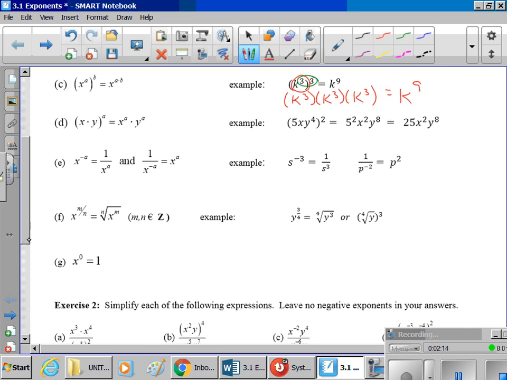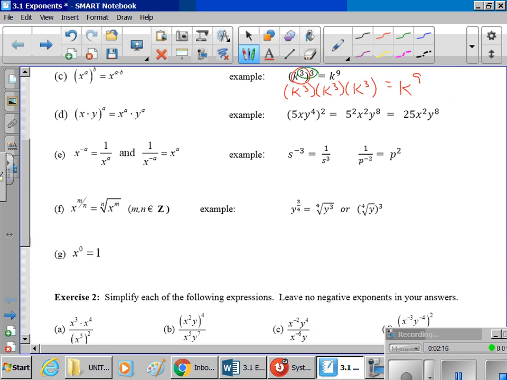With D, some of the problems with D is sometimes we forget that when we have something raised to the second power, that you have to multiply everything inside. So again, if we go back to our definition, it's like multiplying it 2 times when you have something squared. So that's going to be the 25. Remember, there's really a 1 hiding here. So that's where this x squared comes from, y to the 8th power.